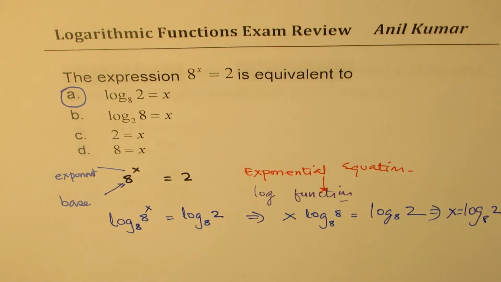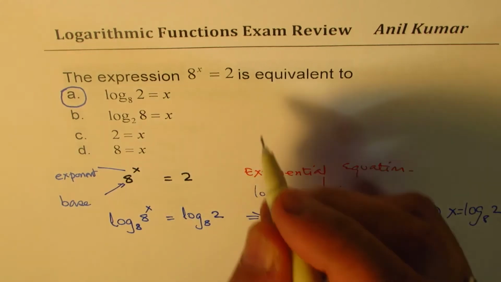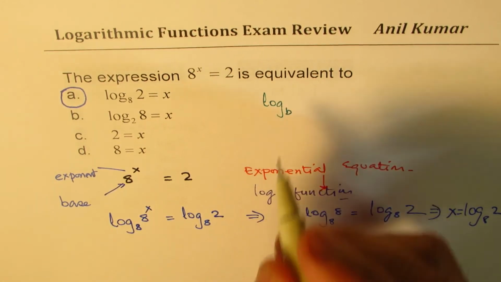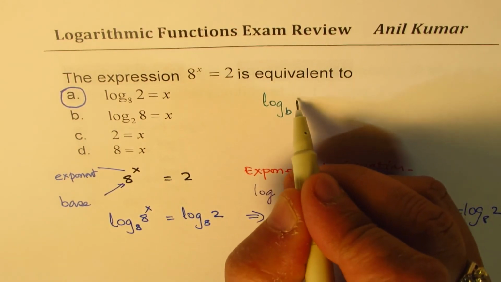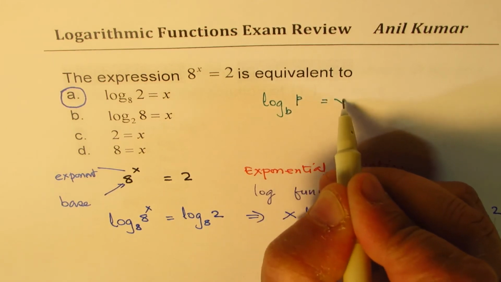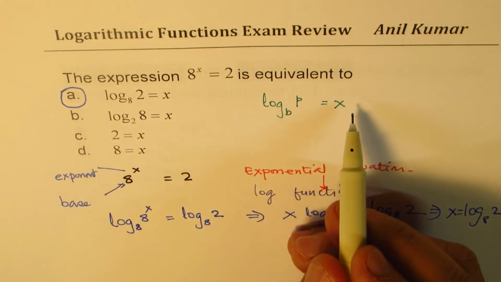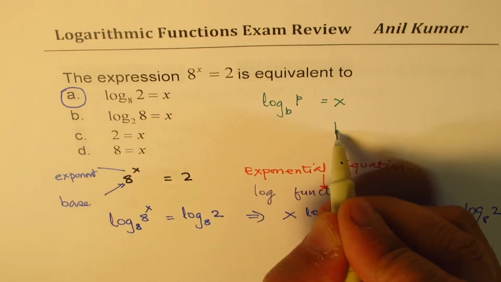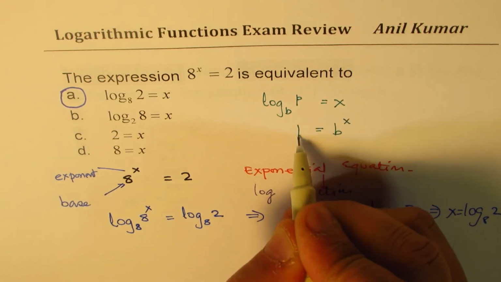So that is how we will be writing logarithmic expressions from the exponential expressions. In general, if we have log to the base b of some value p equal to x, then in exponential form it will be written as the base to the power of x is equal to p.